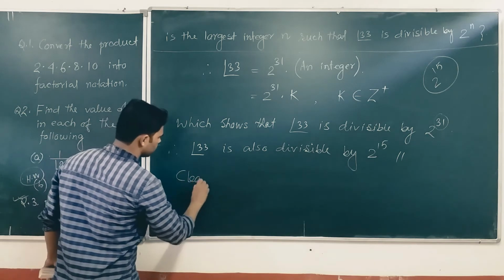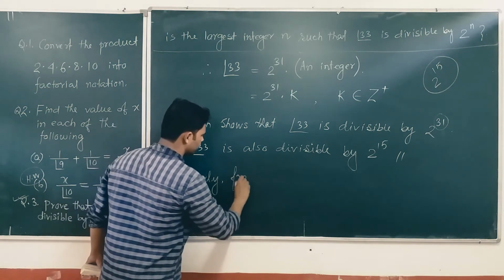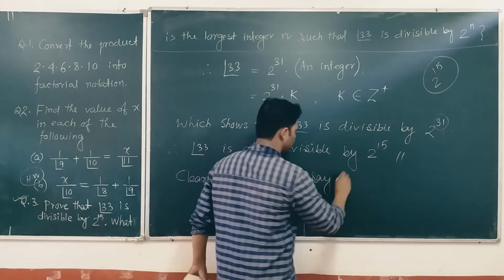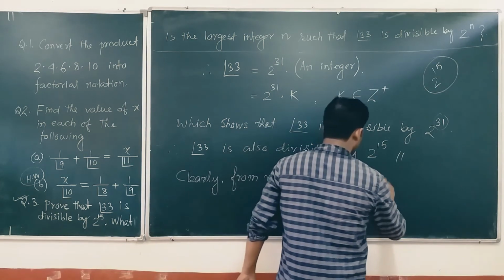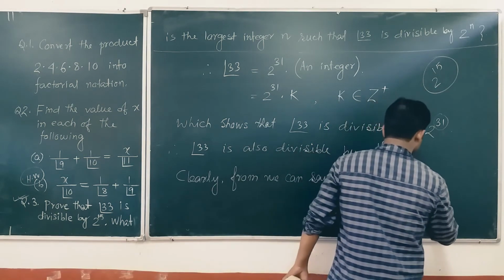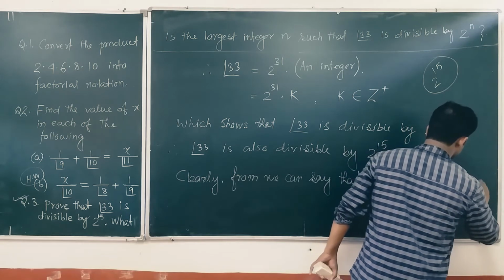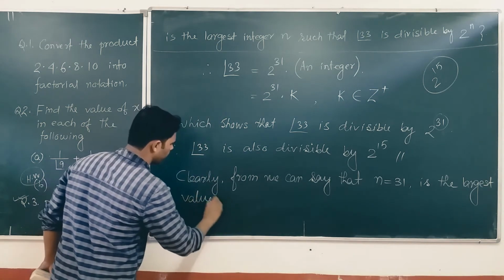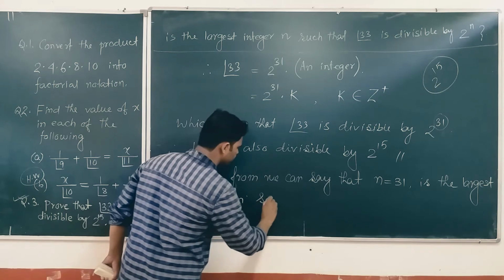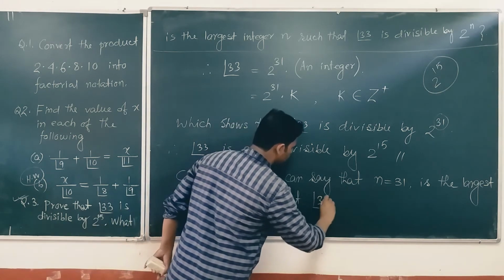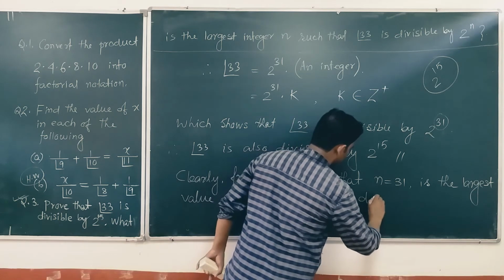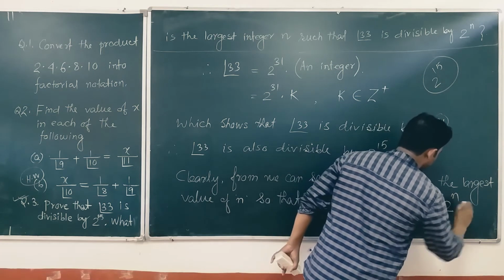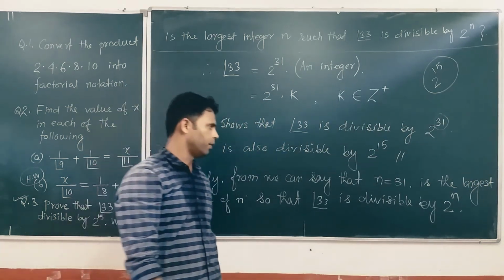Clearly, from above we can say that n is equal to 31 is the largest value of n so that factorial 33 is divisible by 2 to the power n. So that completes the solution of the problem.